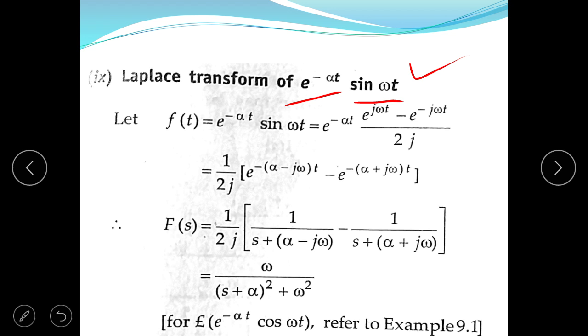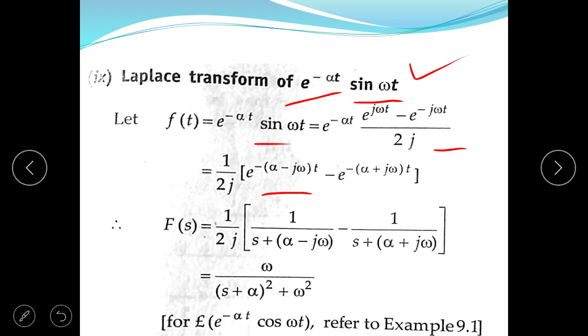So e to the power minus at sine omega t can be written using sine omega t equal to e to the power j omega t minus e to the power minus j omega t, divided by 2j. We can simplify it as 1 upon 2j times e to the power minus (alpha minus j omega) t minus e to the power minus (alpha plus j omega) t.